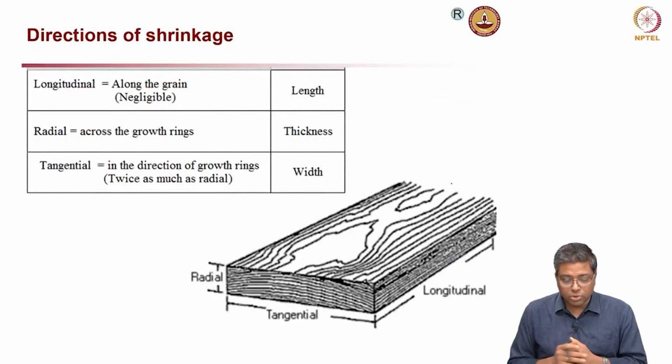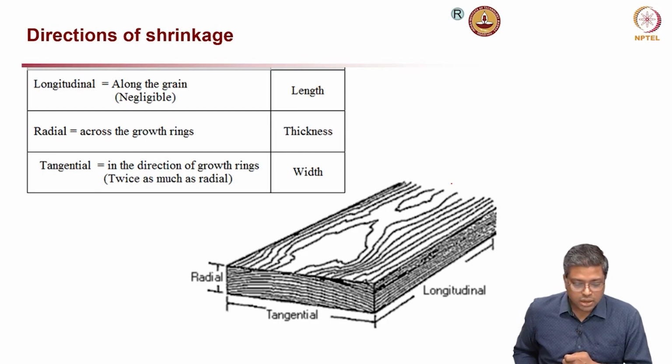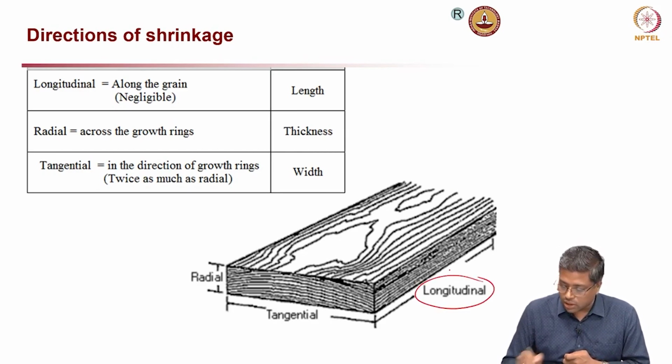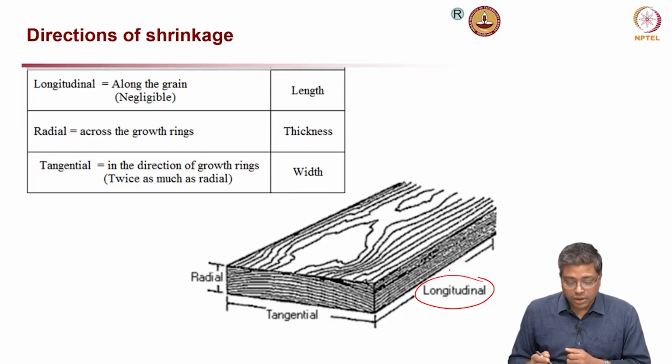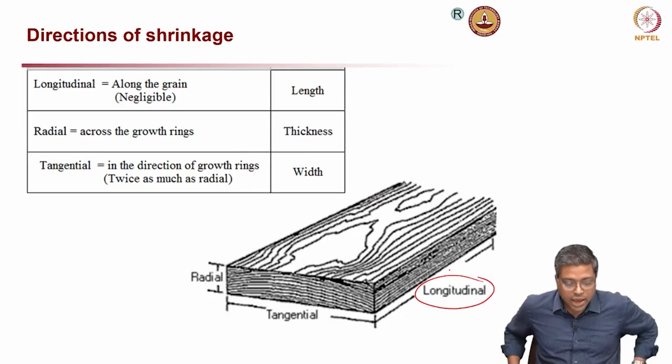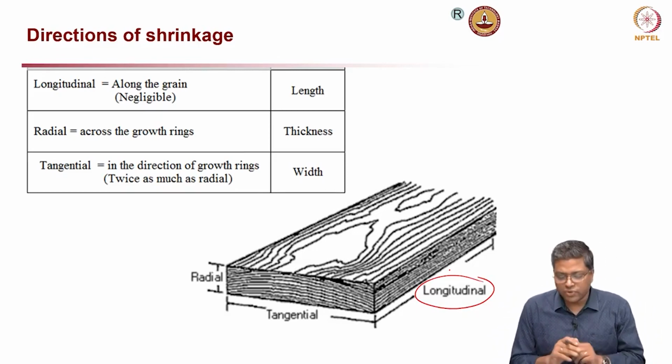And now I am going to show you this thing once more. This sketch is just to tell you about the direction of shrinkage. In the longitudinal direction, we have already discussed this. In the longitudinal direction, it is negligible, and in the tangential and radial directions, there is in general a twice as much difference.